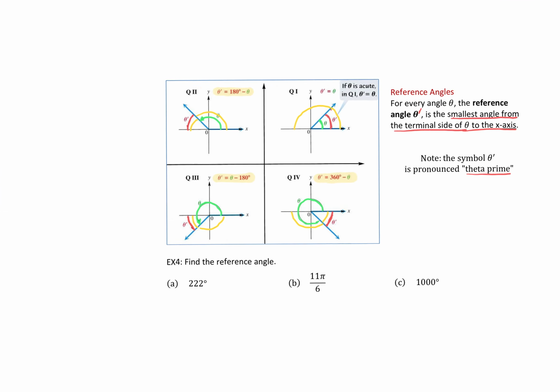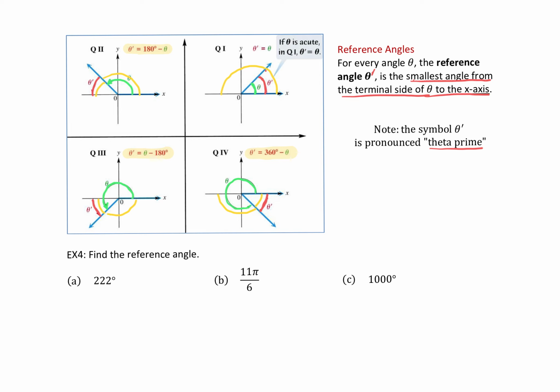Oftentimes it's easier for us to work with reference angles because they're acute angles. They're between 0 and 90 degrees. If you were just looking at the first quadrant, those are all our 0 to 90 degree angles, so our reference angles are all between 0 and 90 degrees. Basically, if you're trying to figure out the value of a trig function, you know what quadrant they're in. All you have to do is figure out their reference angle value and then just make it negative or positive depending on what quadrant we're in.